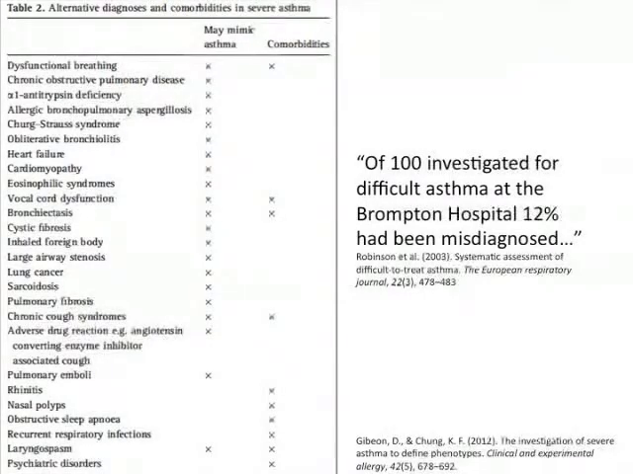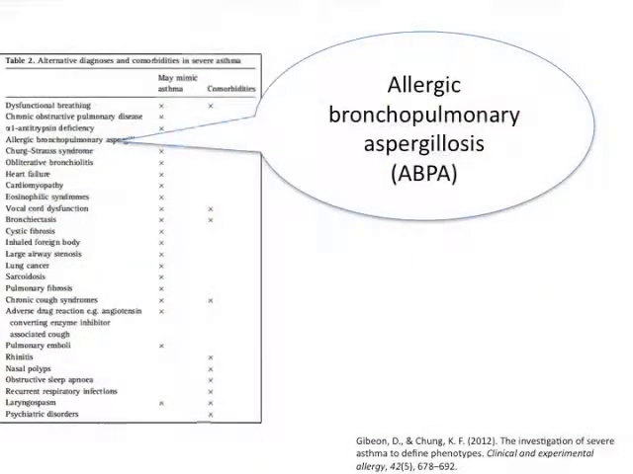and some of those are listed here. And in fact, in one series where they looked at 100 consecutive patients referred to them as a tertiary center for difficult or severe asthma, they found that 12% had been misdiagnosed and did not, in fact, have asthma. And they offered this list. And so here's our side trip, because as part of what histopathology can do for you is we can help you work through some of these alternative diagnoses.